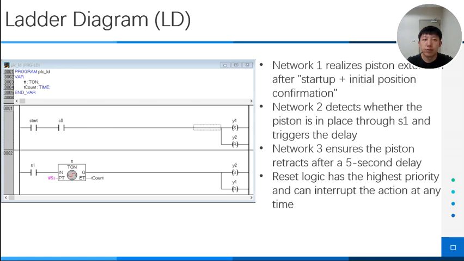Part 3 switches after delay. When the timer finishes, Y1 turns off and Y2 turns on. The piston retracts. Part 4 is reset logic. When reset works, all outputs and the timer go back to the first state. Reset has the highest priority and can stop the action anytime.